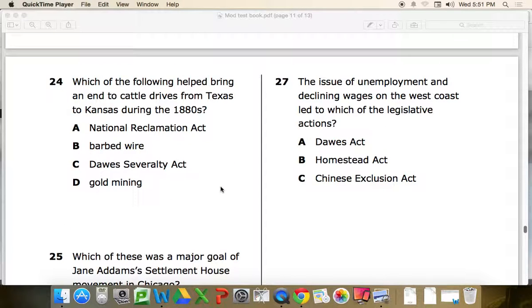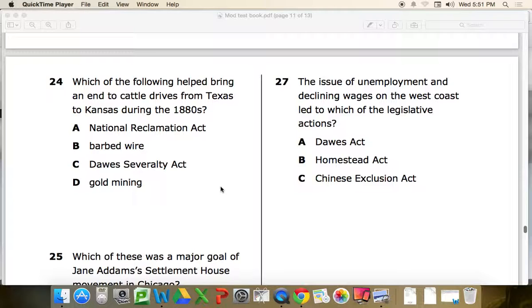This one got a lot of people confused too on the other versions of the test. The issue of unemployment and declining wages on the West Coast led to which of the legislative actions? I could see maybe why you were a little bit confused, except you should recognize the Dawes Act as being the same thing as the Dawes Severalty Act. So you should have recognized that one, and that was definitely on the Indian PowerPoint that I went over at the very beginning, that talked about breaking up the reservations into homesteads and ranches, right?